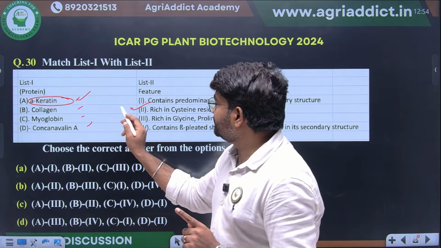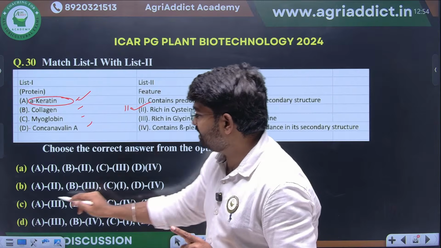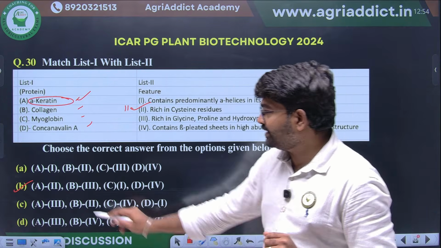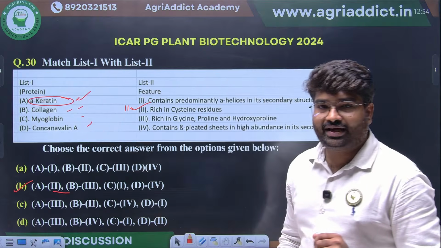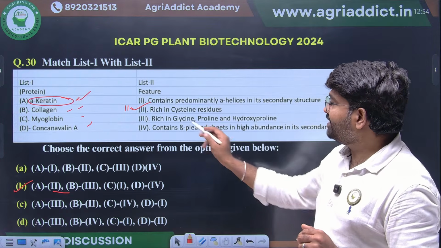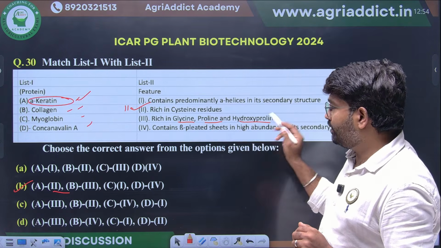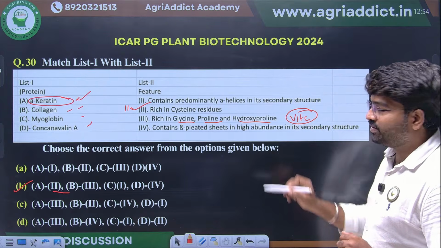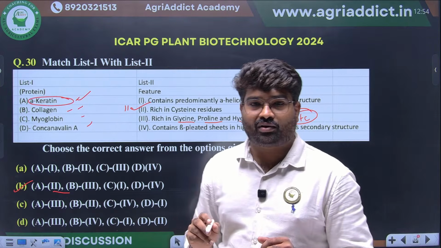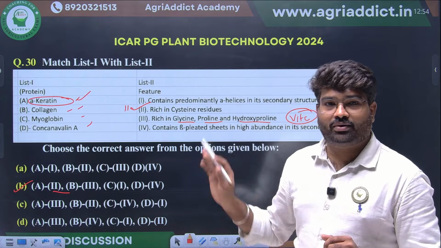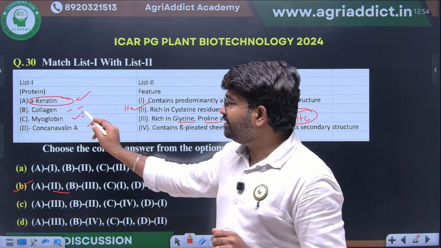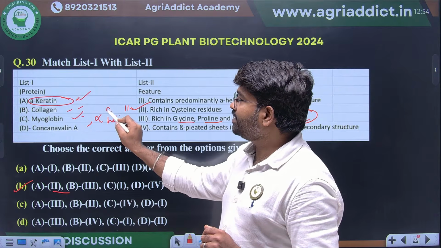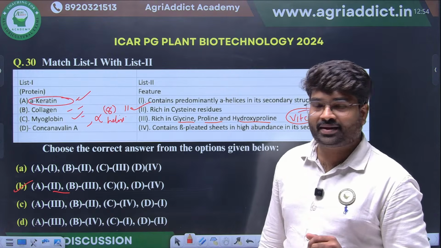So option A will have this. See, this is the only option there. Yes, option B is correct. Collagen we know. Collagen is predominant in glycine, proline and hydroxyproline. And most important, vitamin C is required for cross-linking of the collagen molecule. This is another important question. Myoglobin is predominantly of alpha helix structure, with 8 alpha helices.